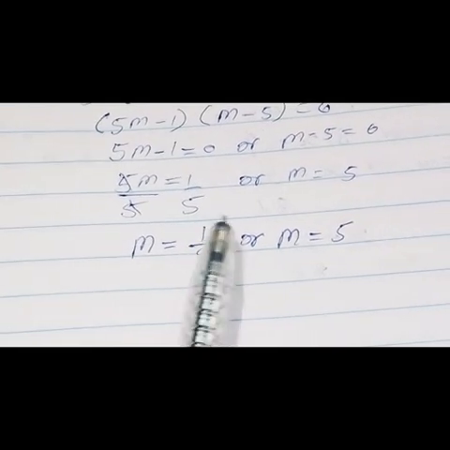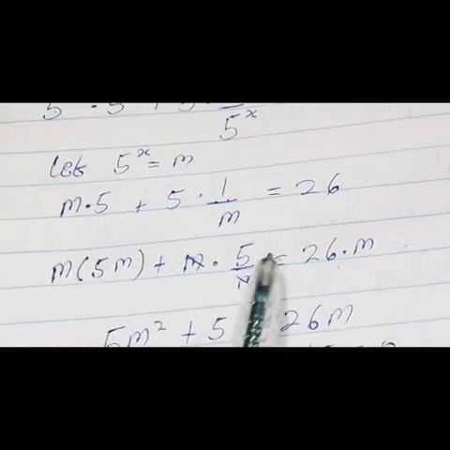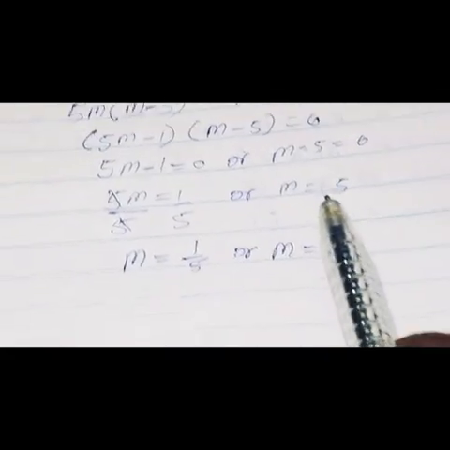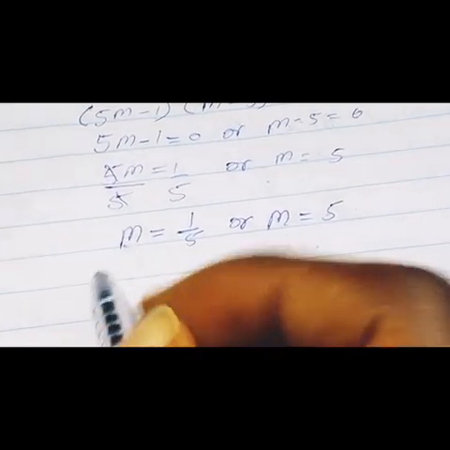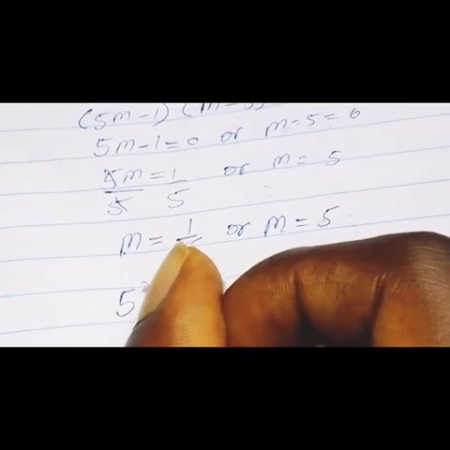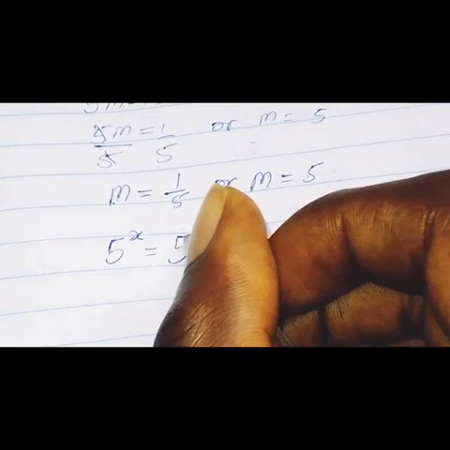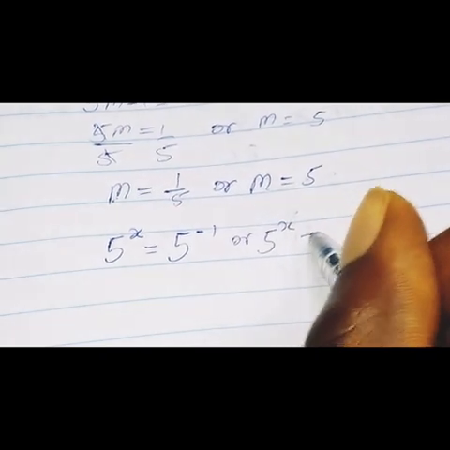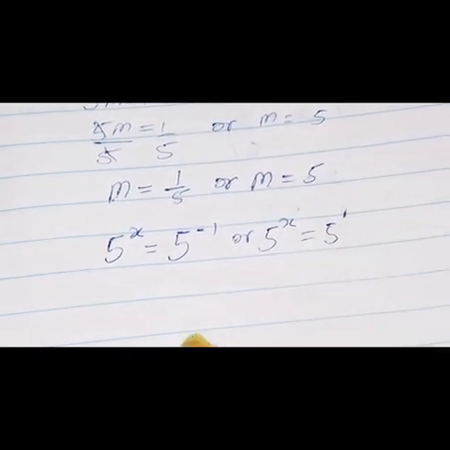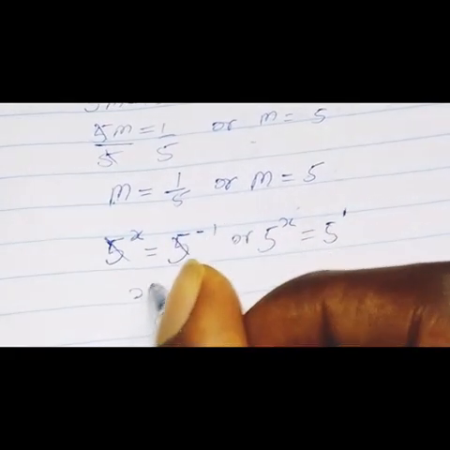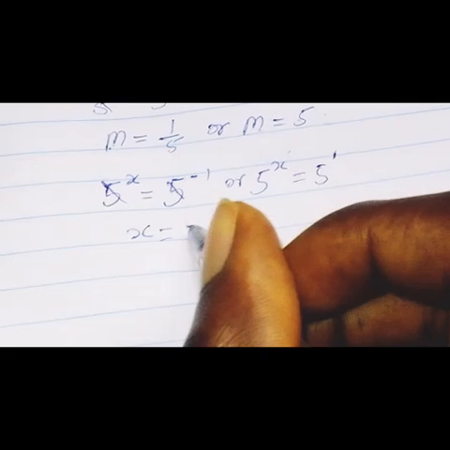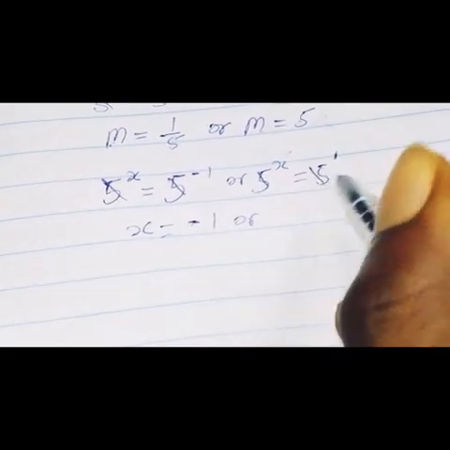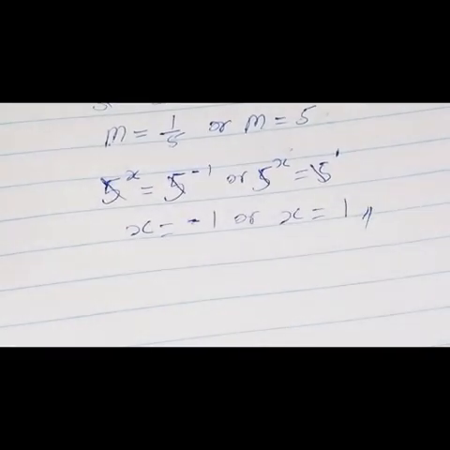Now don't forget that we substituted something for m. So we said let 5 to power x equal to m. So we replace that. So anywhere we find m, we change it back to 5 to power x. So this part here, this is 5 to power x equal to 1 over 5. 1 over 5 can be written as 5 to power minus 1, right? Then, or 5 to power x equal to 5. And 5 is 5 to power 1, right? Now this cancels out this. x is minus 1, or then 5 cancels out 5 here. x is 1, and that is the answer to the question.